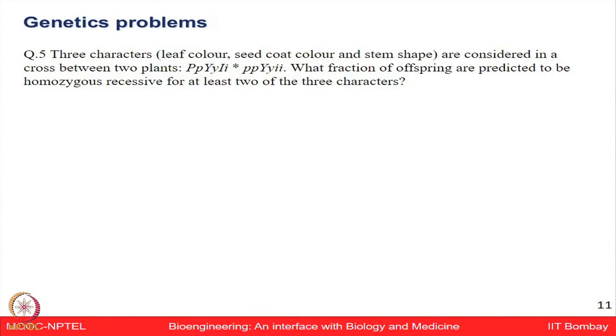Three characters, leaf color, seed coat color and stem shape, are considered in a cross between two plants, capital P small p, capital Y small y, capital I small i, crossed with small p small p, capital Y small y, capital I small i. What fraction of offspring are predicted to be homozygous recessive for at least 2 of the 3 characters?